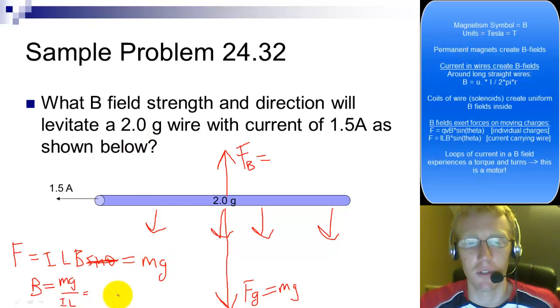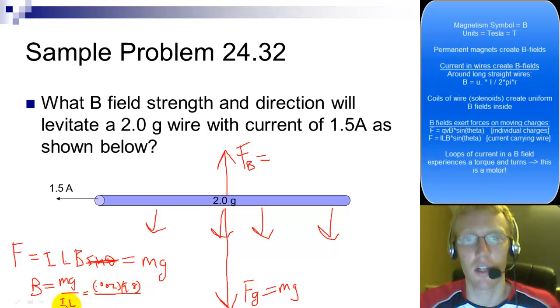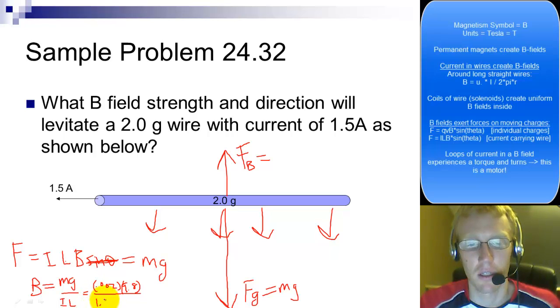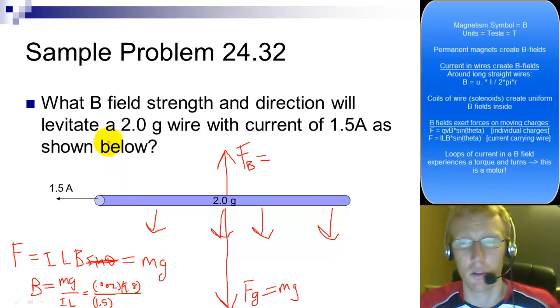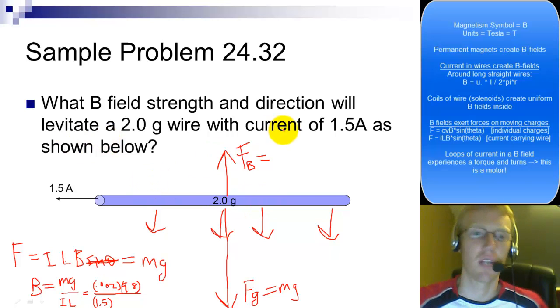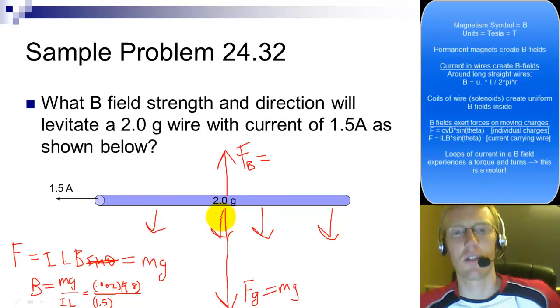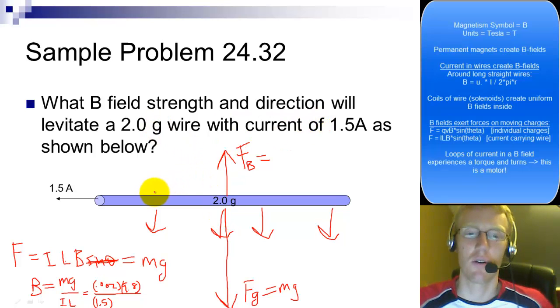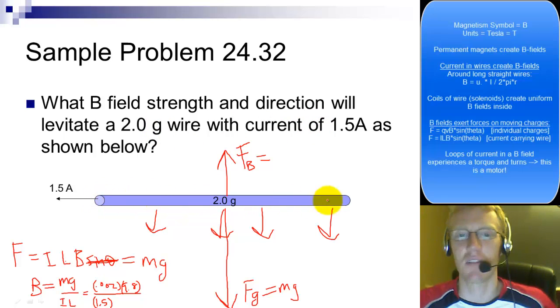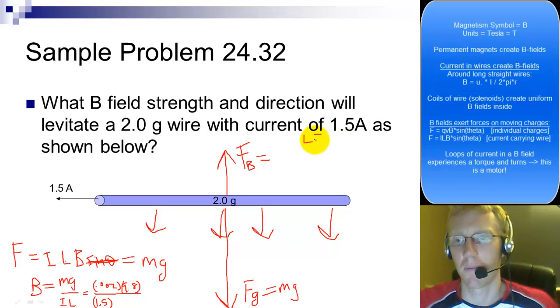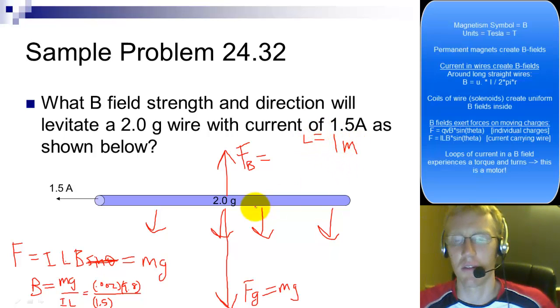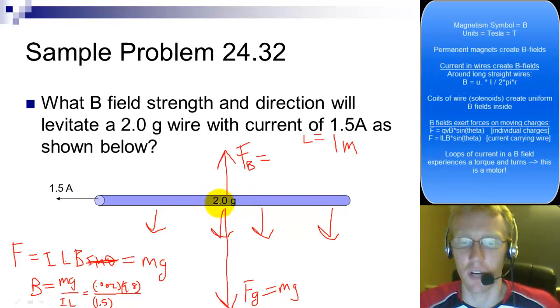Mass is 2 grams, so 0.002 kilograms. Gravity is 9.8. Divided by the current, 1.5 amps. And the length of the wire, I guess I didn't show the length of the wire. So it's impossible to know, huh? Because we don't know how much of it is in the magnetic field. That's very strange. So let's suppose that the length of the wire is 1 meter. So it's going to be a very, very thin wire because it's only 2 grams, so 1 meter, hypothetically. I apologize, I left that out.